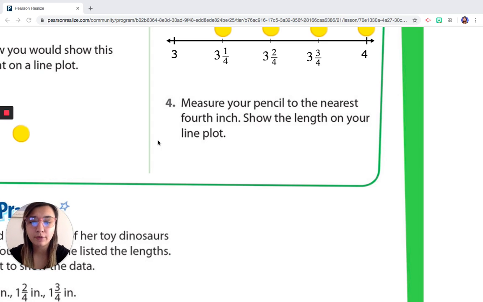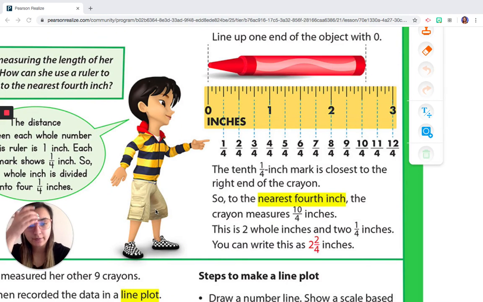So for number 4, this little dot keeps getting stuck over there. For number 4, it wants you to measure your pencil to the nearest 4th inch. So let me see if I can get a ruler. All right, so I can't find a ruler to put on the screen, and I don't think I have one at home. So we're just going to look at this one again, and I'll say the example.